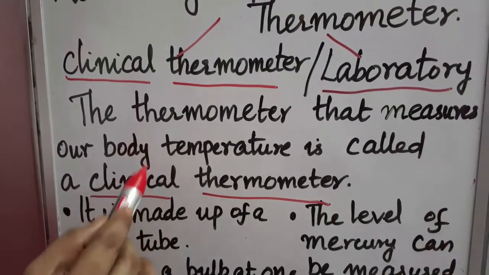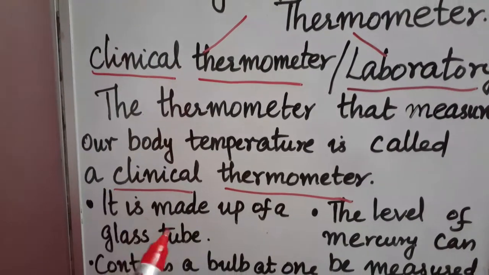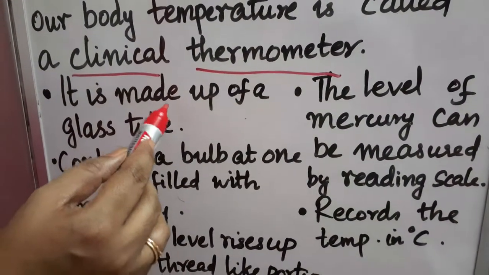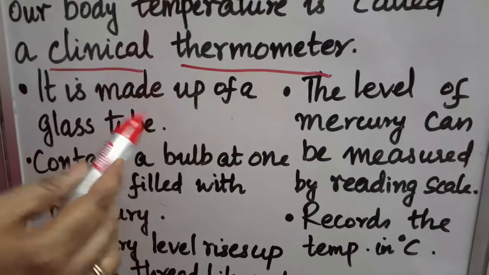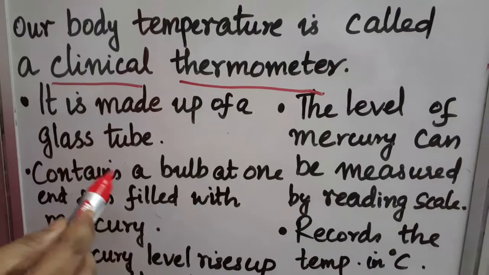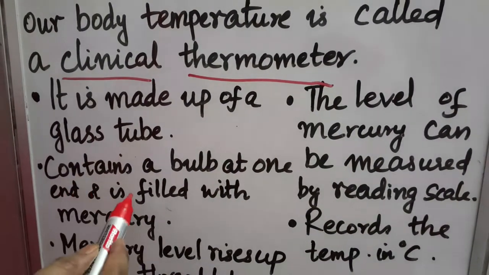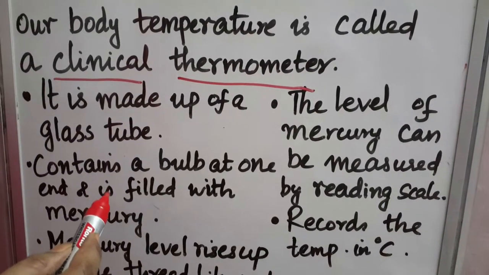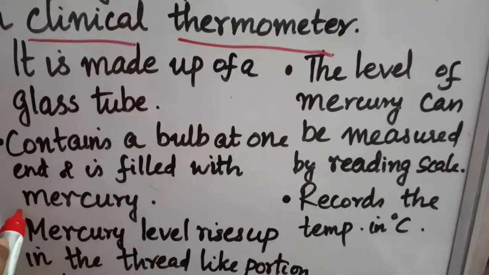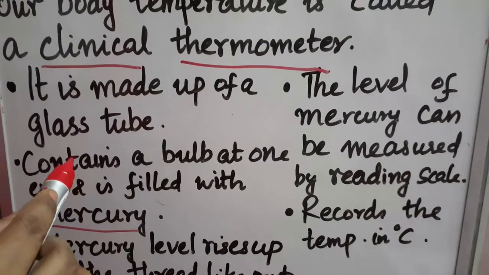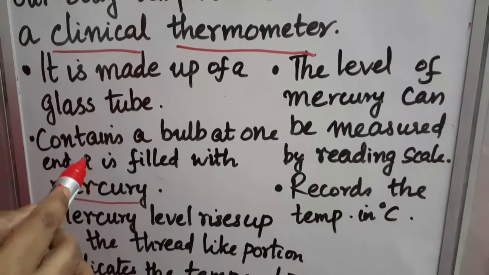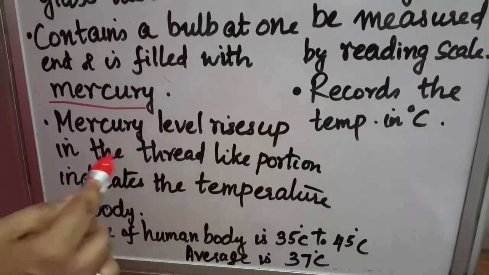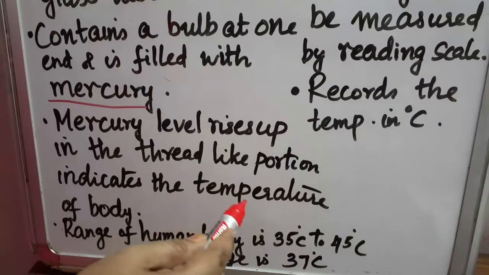If you see a clinical thermometer, it has all these structures. One by one we will see. It is made up of a glass tube. I hope you have seen this clinical thermometer in your home. It contains a bulb at one end and it is filled with mercury. If you tilt it, if you move it, you can see one silver color fluid in that. That is the mercury. Mercury rises up and down. Like that we can measure the temperature. So the mercury level rises up in the thread-like portion and indicates the temperature of the body.